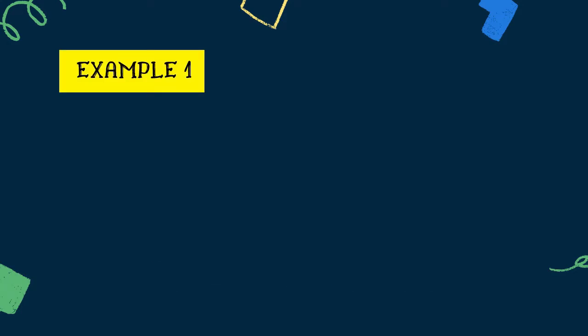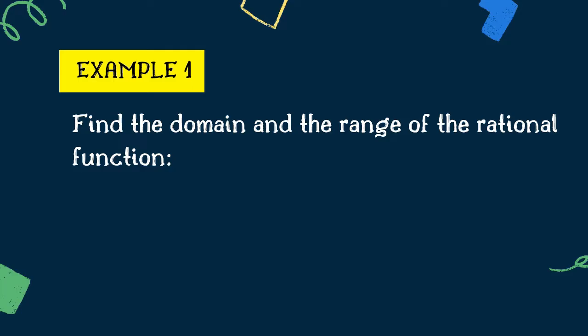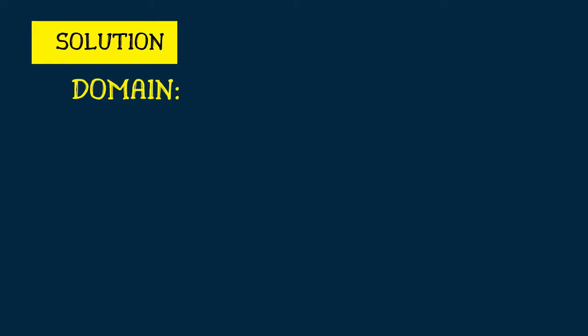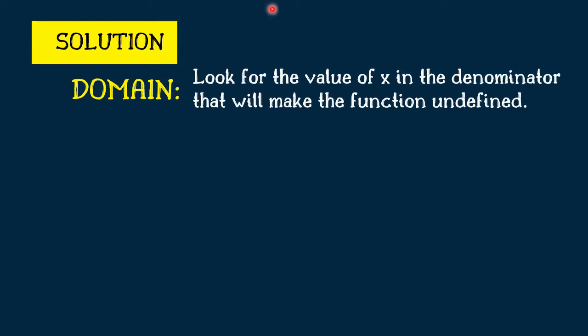Now, let's begin on how to find the domain and the range of a rational function. For example, we have here a given function, f(x) = 2x divided by x minus 2. We're going to find the domain and the range of this rational function. First, we're going to find the domain of the rational function. So how do we find the domain of a rational function? We will look for the value of x in the denominator that will make the function undefined.